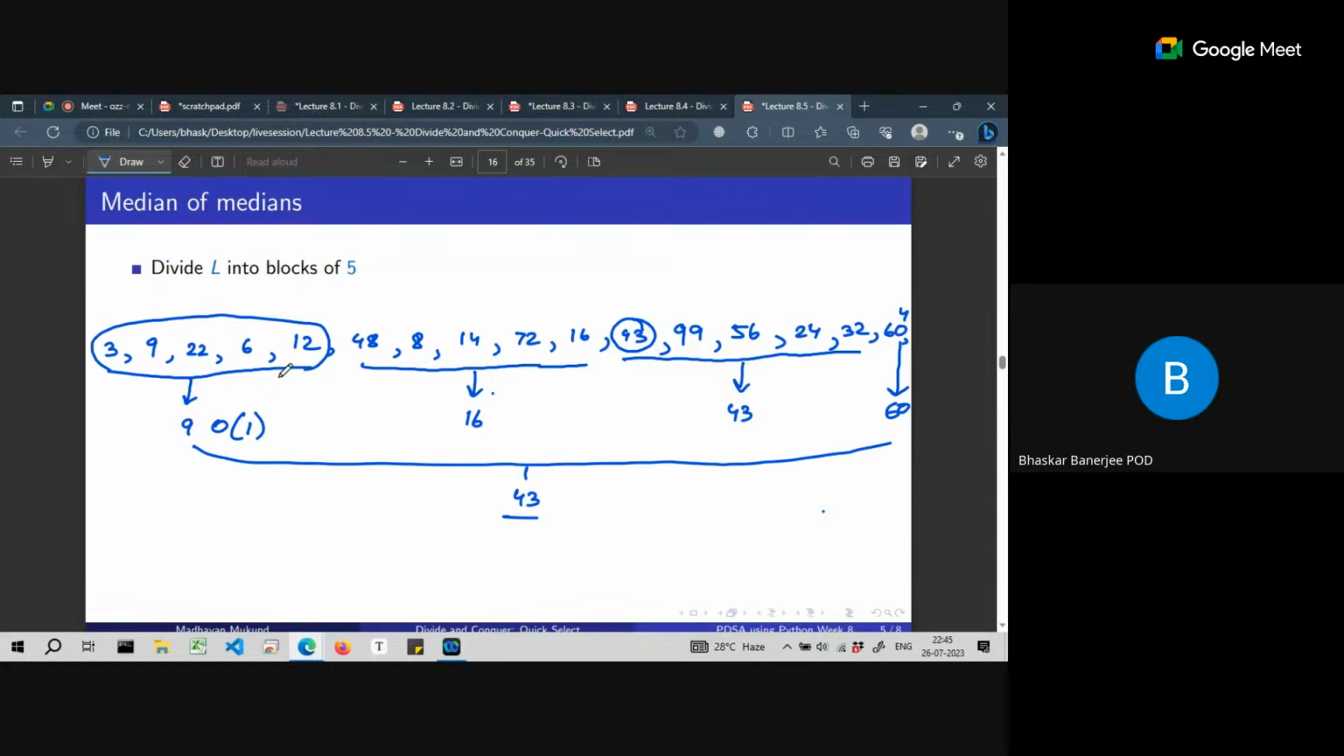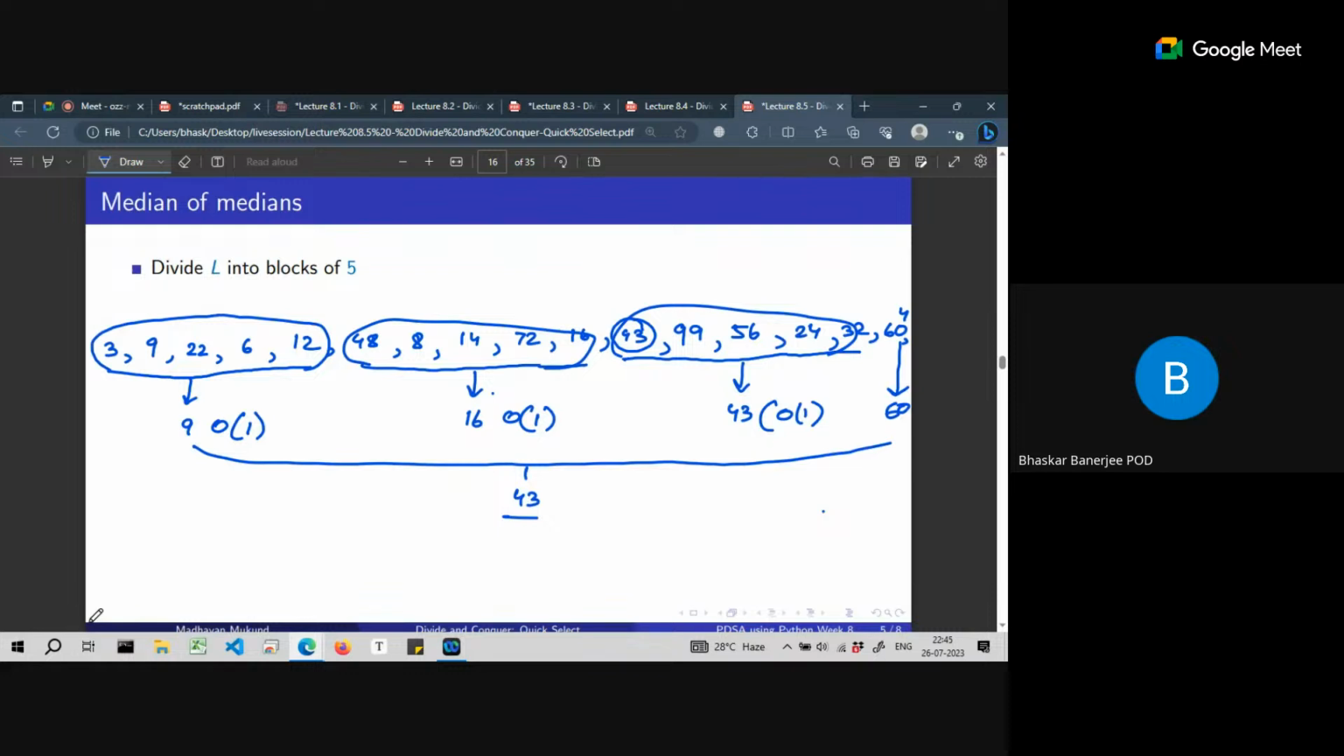Okay, particularly for this subarray, it took order 1 time, because since it is a fixed size subarray, there is no question of n. So for each of these, finding the median will take a constant time. So the whole process is always constant time. The only time taken would be for dividing the larger array into blocks of 5 units. That's where the time will come.